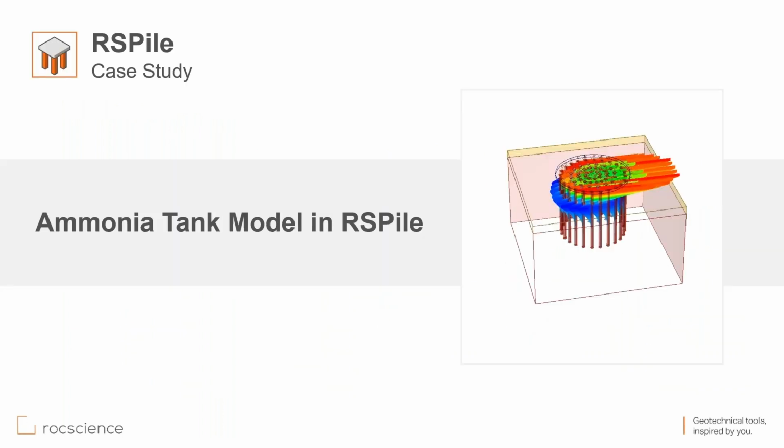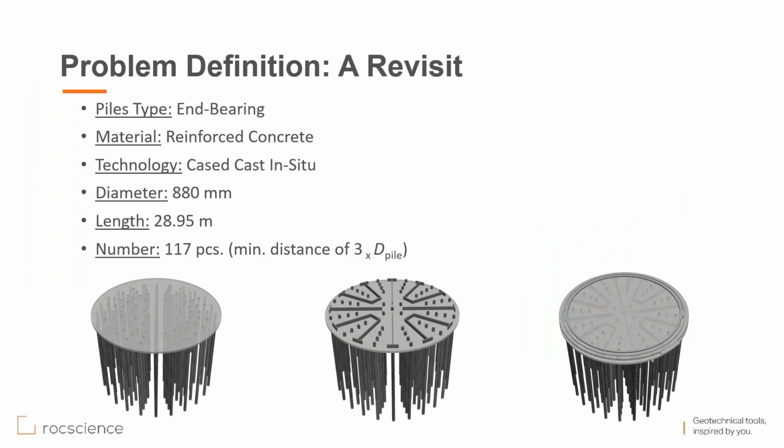So back to the ammonia tank model in RSPile, we humbly made an attempt to see if we can reasonably model a similar structure in no time, which will generate some benefit in the design procedure. A specific remark or disclaimer here is that we were not after a one-to-one match between the parameters or the behavior of what Dr. Miller presented a moment ago.